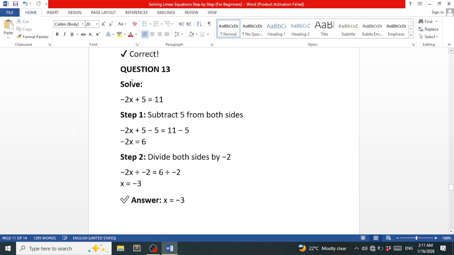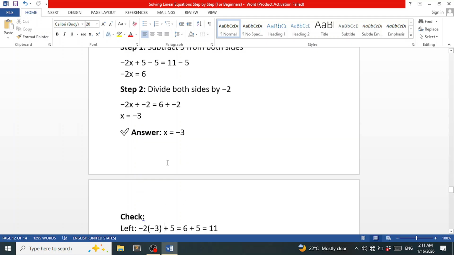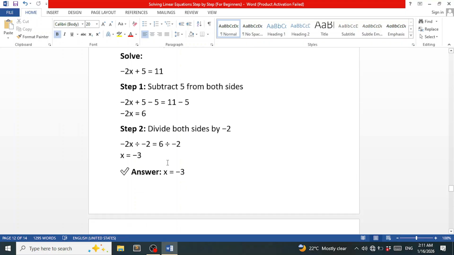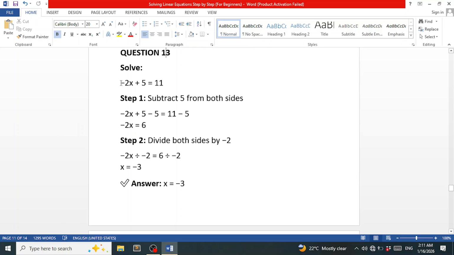So let's go ahead and verify if this is correct. x is equal to negative 3. So we have got negative 2x plus 5 on the left side.